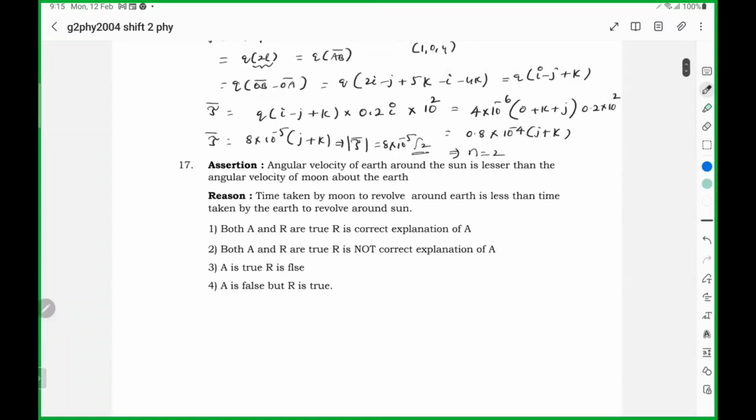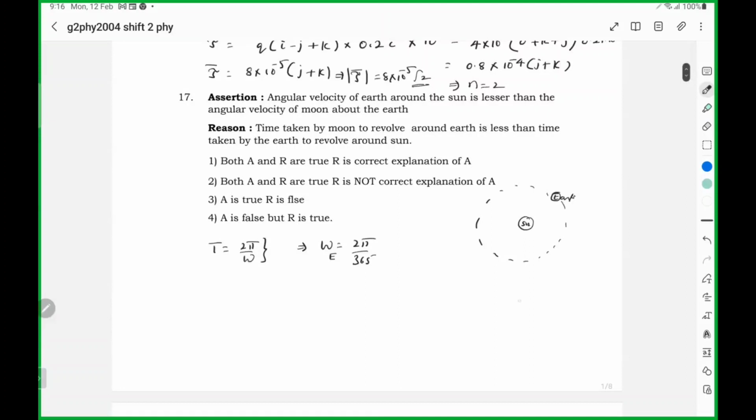Here, angular velocity of Earth around the Sun. So how do we calculate angular velocity and time period? This is the relation. Earth will take 365 days to complete one revolution around the Sun, so omega will be 2 pi by 365. This is related to Earth.